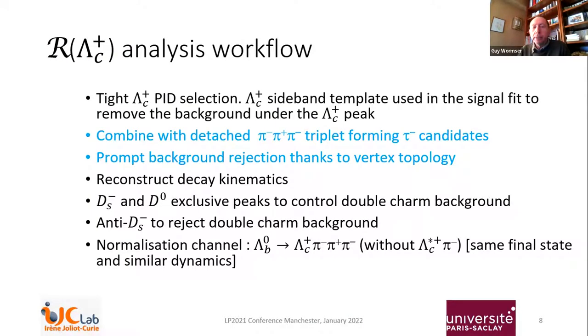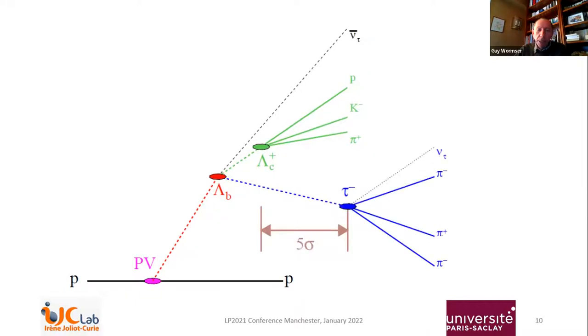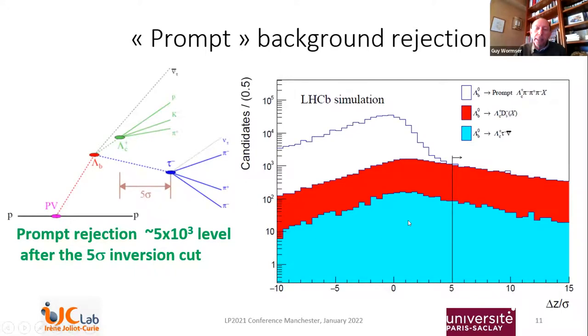The second step is to add a three-pion triplet to form a tau candidate. There is a very large background that we call prompt with this topology, where the three pions are produced at the Lambda_b vertex. But for the decay we are interested in, you see the tau carries the three pions away from the Lambda_b vertex. And this is the feature that we use to reject this background. We ask for a five sigma separation between the vertex of the Lambda_c here and the vertex of the three pions. And when we look here on the plot on the right, as a function of this delta Z over sigma cut, you see that the prompt background, which is this white component, is completely killed after five sigma, and mind the log scale.